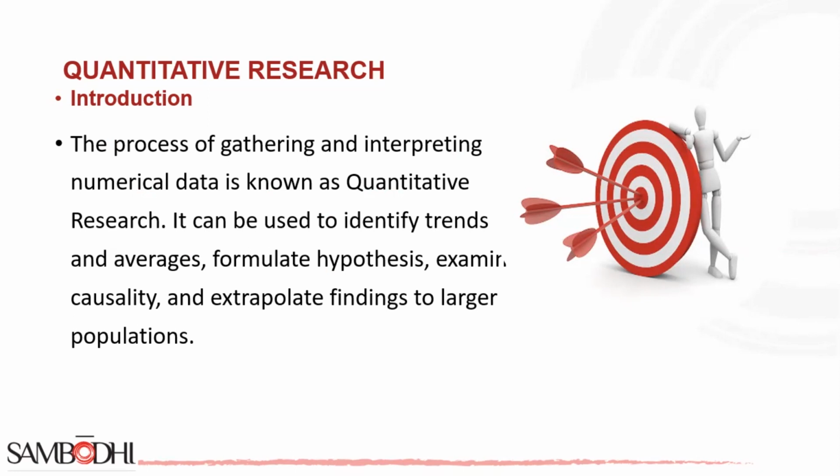While the goal of quantitative research is to validate or test a theory or hypothesis, the goal of qualitative research is to comprehend a subject, or uncover causes for patterns that have been seen. The process of gathering and interpreting numerical data is known as quantitative research. It can be used to identify trends and averages, formulate hypotheses, examine causality, and extrapolate findings to larger populations.